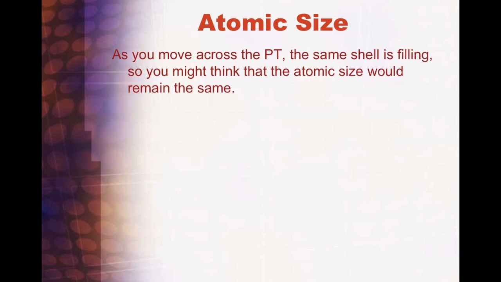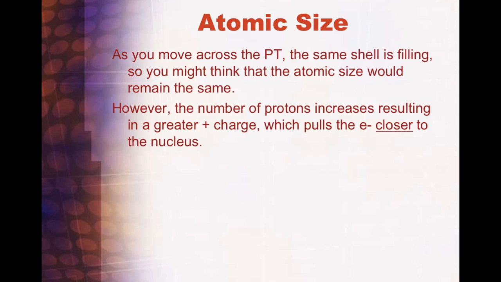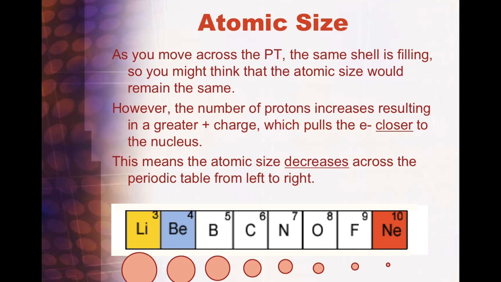So that doesn't actually cause an increase in size. In fact, the opposite thing happens. So if we look at this, we're going across the table, and this is in period 2, from lithium to neon. The atoms get smaller in diameter.